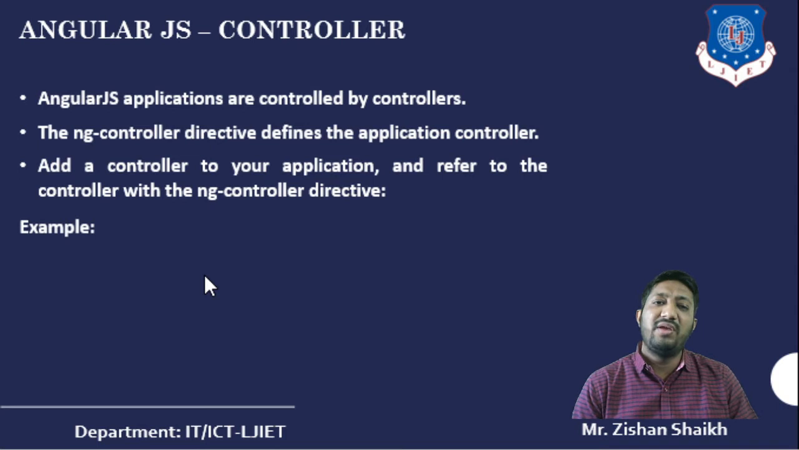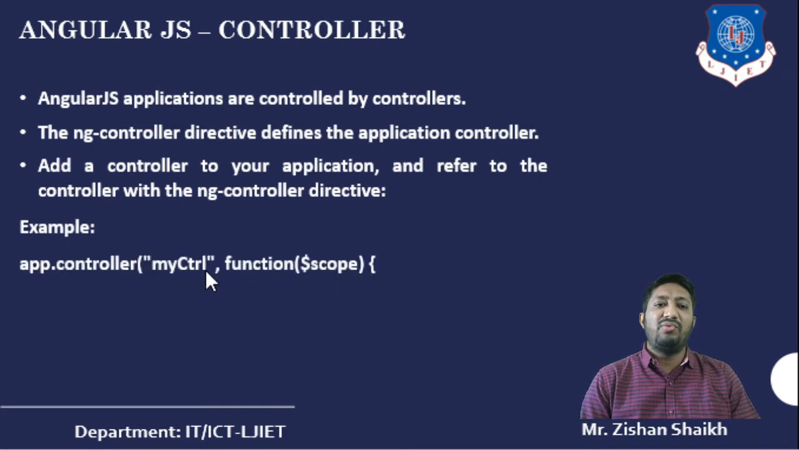So let's see how we can do that. For that you have to use a method, and the method name is controller. Here app.controller says that I am controlling these values. Here app is the variable name of the module from which I am getting the values, and controller is my method name. In that we pass two parameters. The first parameter is my controller name and the second parameter is my function.